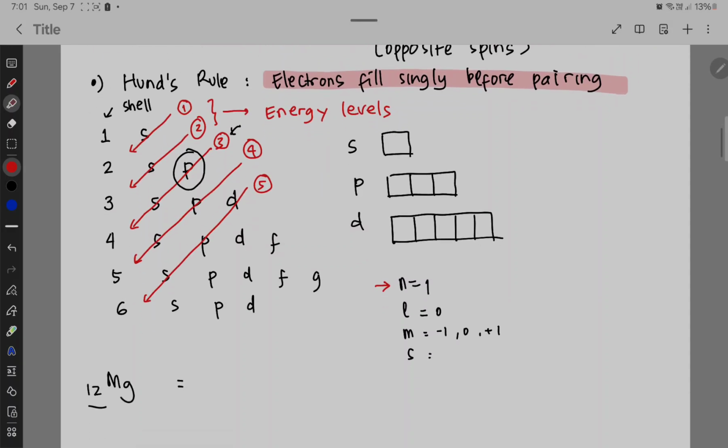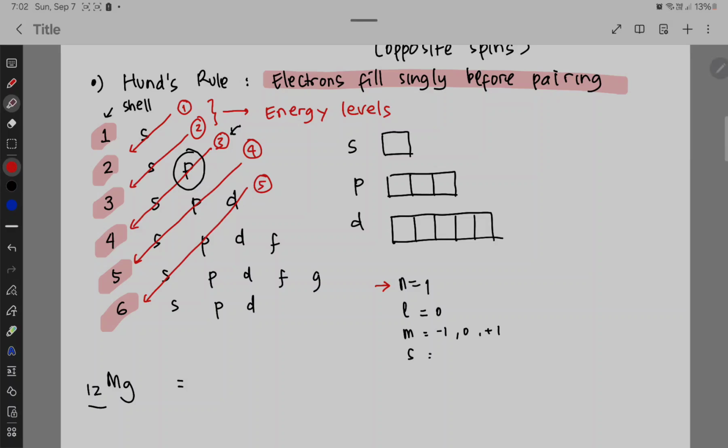So in electron configuration, we usually use this diagram. First, here we represent shells. There are shell number 1, 2, 3, 4, etc. Each shell is divided into one or more subshells. Shell number 1 consists of only subshell s. Shell number 2 consists of subshells s and p. Shell number 3 consists of subshells s, p, and d, etc.